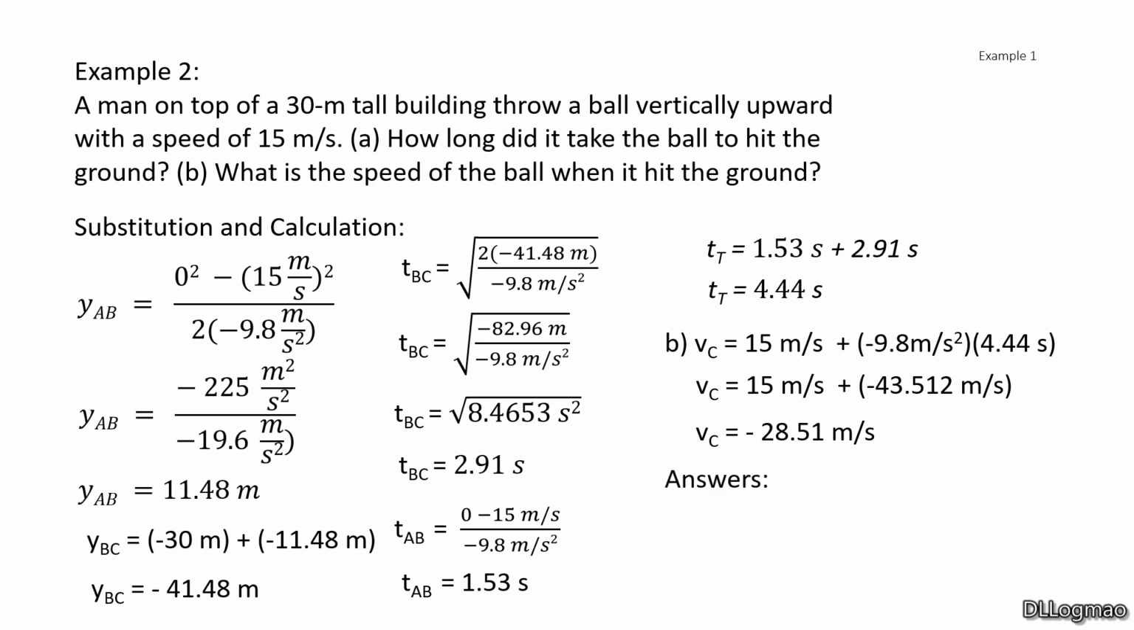The final answers. A. Total time is 4.44 seconds. And B. Velocity when the ball hit the ground is negative 28.51 meters per second.